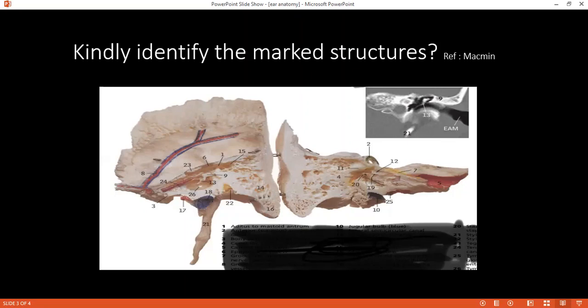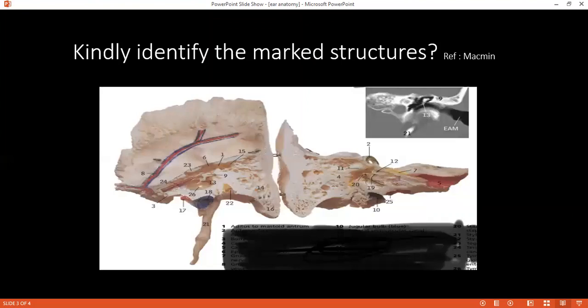On the upper right hand corner, there is one image. It is labeled 13, 9, and EAM. What does that show? What is 13? What is 9? And what is EAM? EAM is, ma'am, external auditory meatus. Very good. 21 is the styloid process, and 9 and 13. Yes, ma'am. 9 is the handle of malleus, and 13 is the long process of incus.